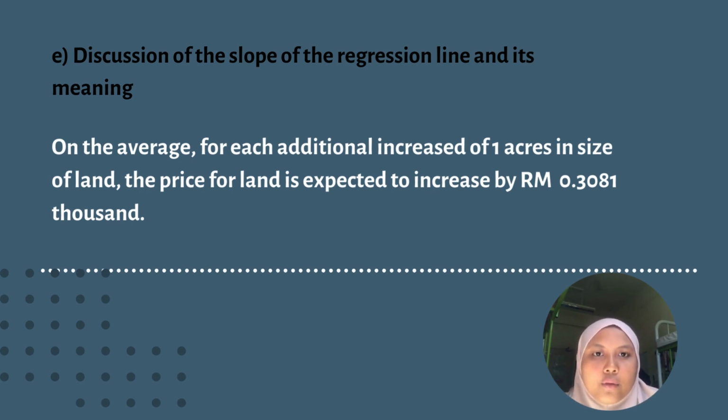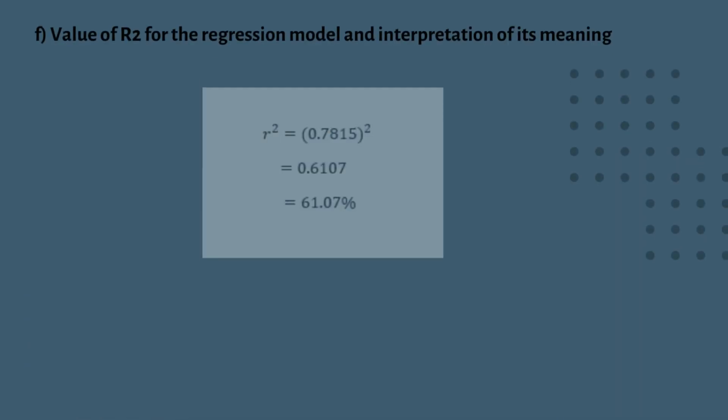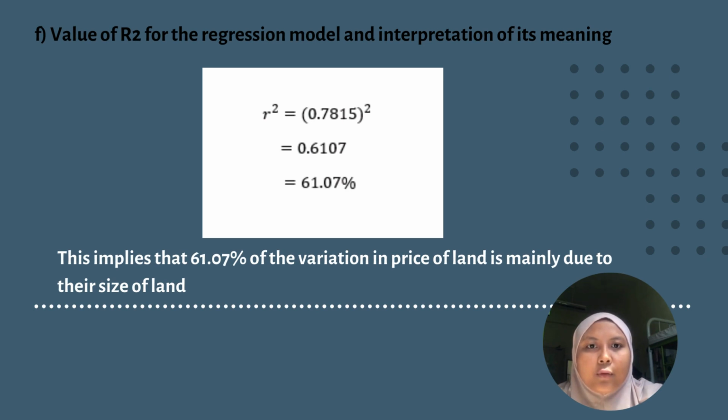Next, discussion of the slope of the regression line and its meaning. On average, for each additional increase of 1 acre in size of land, the price of land is expected to increase by RM 0.3081 thousand. So this is the value of R square for the regression model and interpretation of its meaning. R square is 0.6107. So this implies that 61.07% of the variation in price of land is mainly due to the size of land.